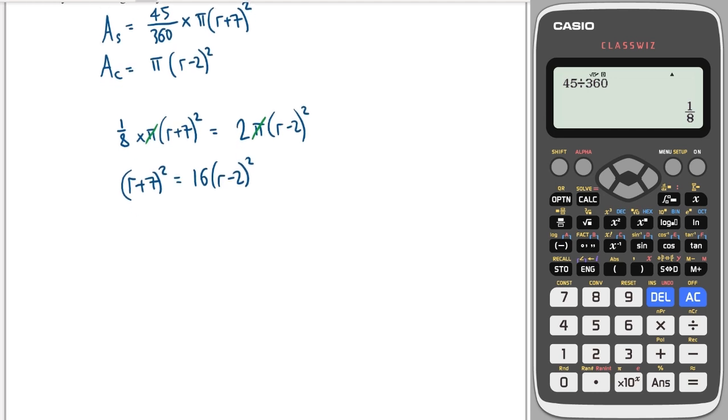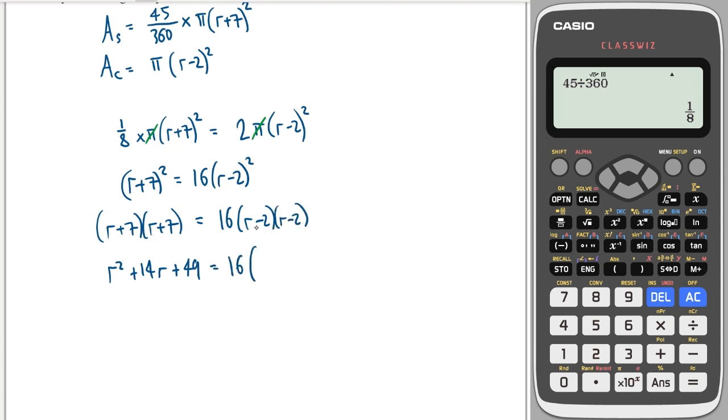And then I need to expand the brackets. A double bracket like this, I would write like r plus 7, r plus 7. And that will give me r squared. It will give me 7r and another 7r makes 14r. And then 7 times 7 is 49. And that's equal to 16, and then r minus 2, r minus 2. So that's going to give me r squared. I'm going to get a minus 2r and another minus 2r, so minus 4r. And I'm going to get minus 2 times minus 2, which is plus 4.